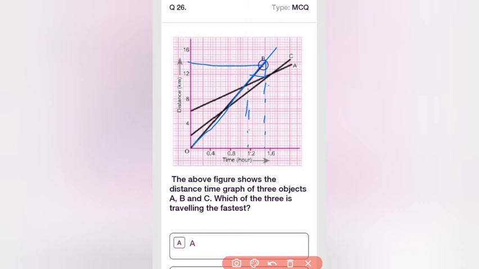It is covering 14 kilometer. In the same way, for the other curves, if you take the slope of that, you will find that the time is more, the denominator is more. So distance by time is going to be the slope here.